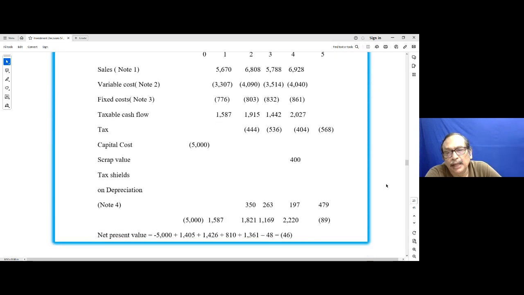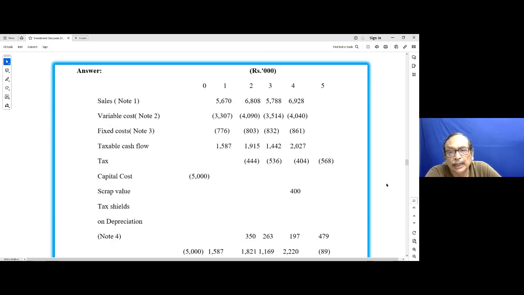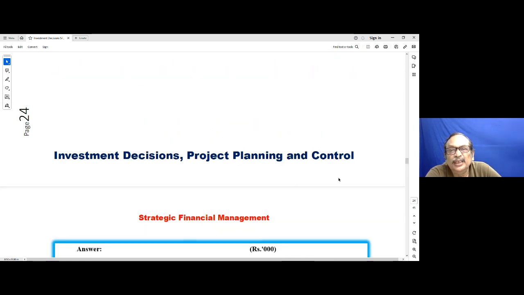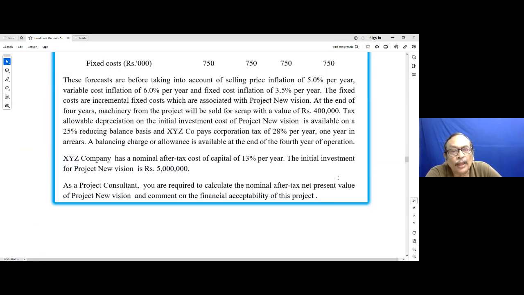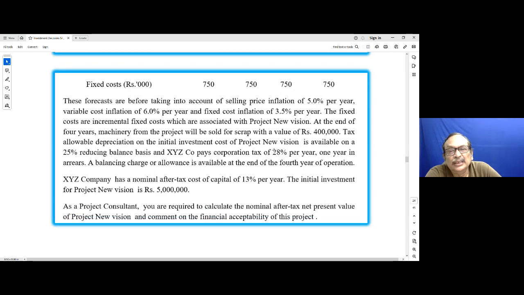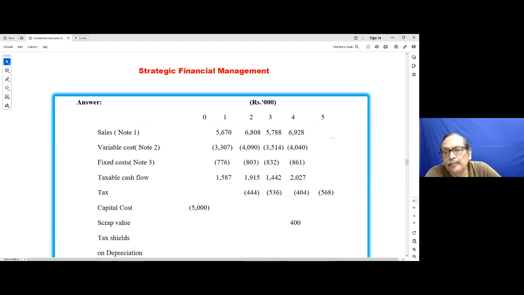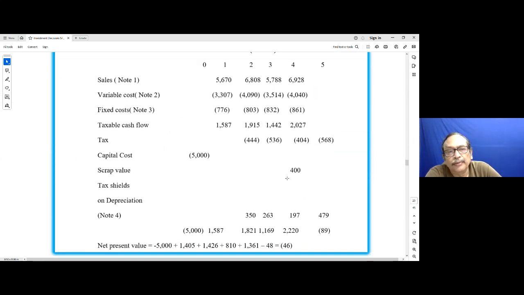Capital cost is 5,000, and there will be a scrap value of 4 lakhs that we are going to have at the end of the fourth year.